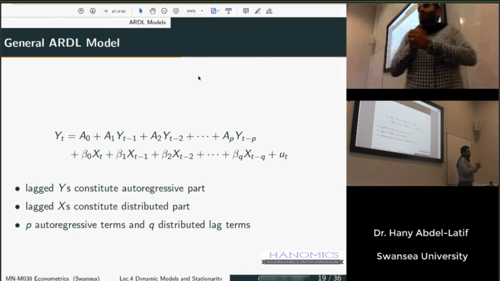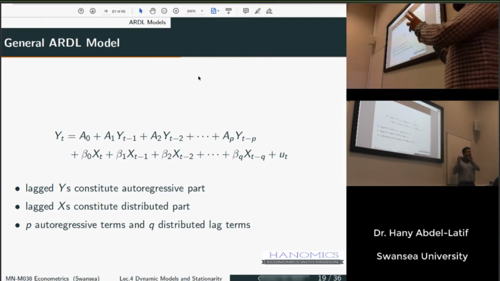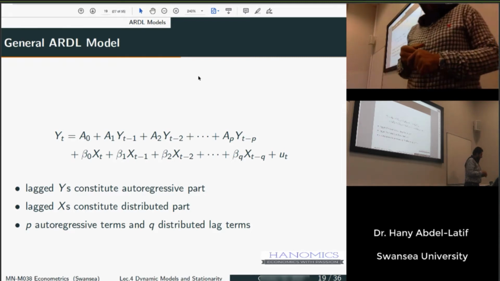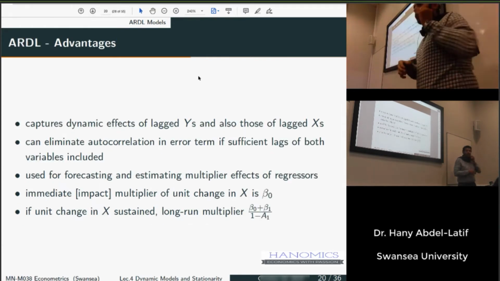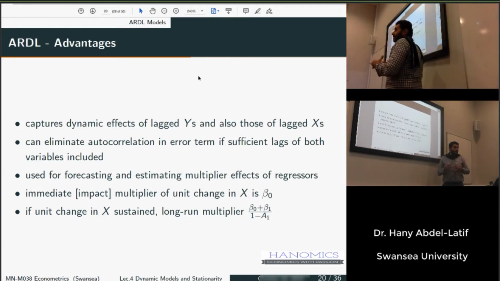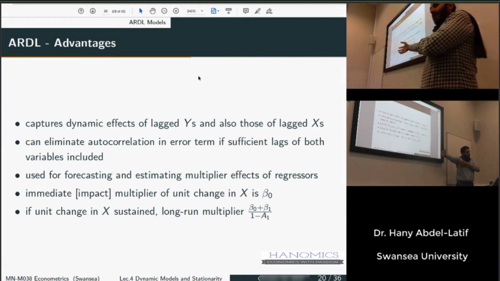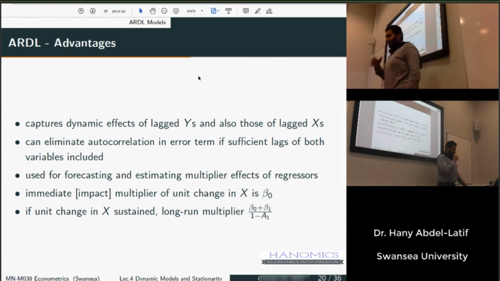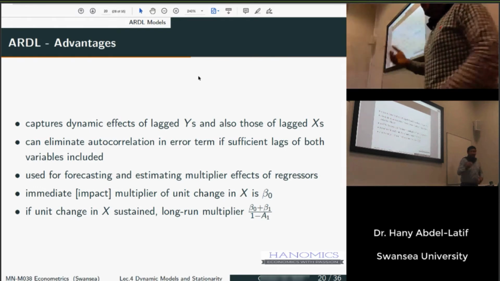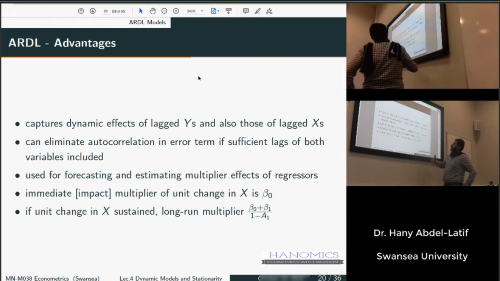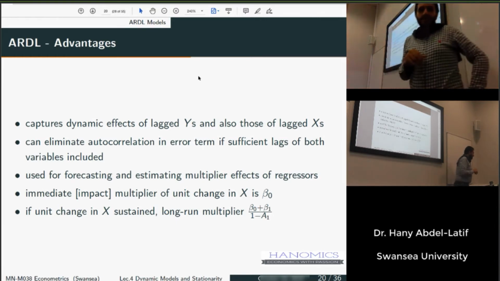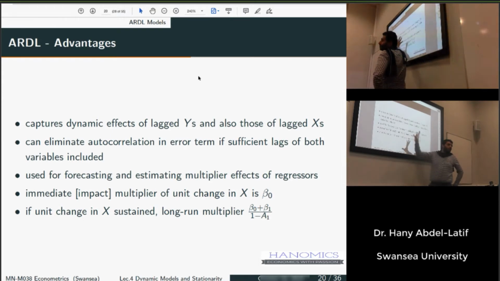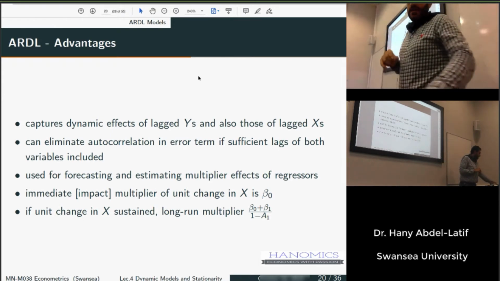Because it includes both, it includes Yt in lagged values, and also the X as well. So this obviously captures the dynamics of both. That's more general compared to the one that we saw in the first half of the lecture. It captures the dynamics of Y, the dynamics of lagged Y's, and the dynamics of lagged X. And of course it can eliminate autocorrelation because you could include the lagged values.